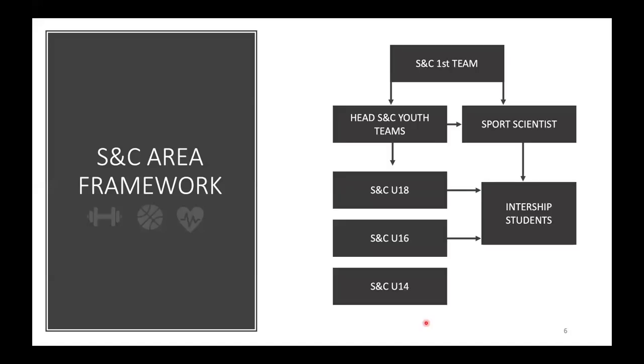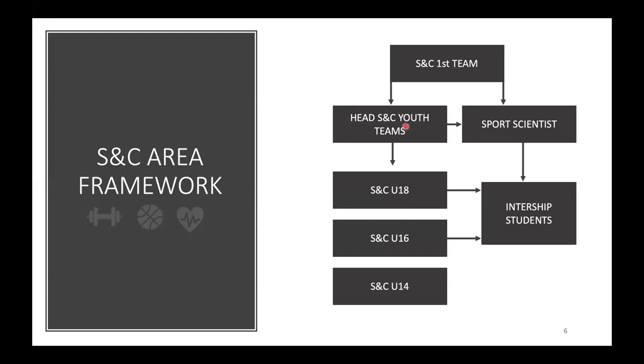In this image we can see that the S&C coach, the sport and conditional coach of the first team, Juan, is very, very close to us. He has a direct relationship with us. He's close to the youth teams and keeps contact with us, developing the programs and supporting the work we do.